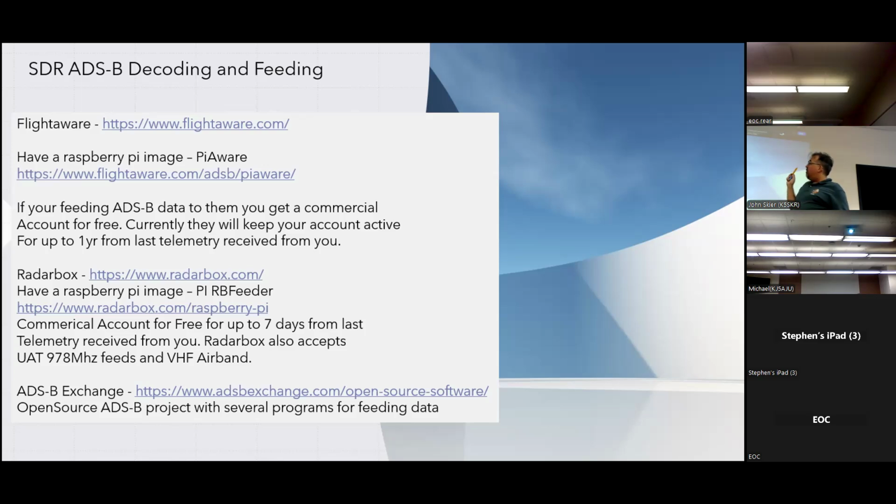I was feeding both FlightAware and Radar Box with a single dongle, running the FlightAware image and just loading up the communicator for Radar Box. I was feeding them both off of one Pi, one image, one set of equipment. And really the only difference is where you point the target database. You're either feeding it to this address for FlightAware or that address for Radar Box.